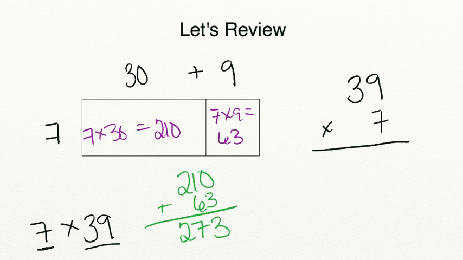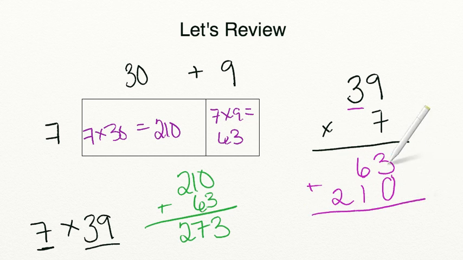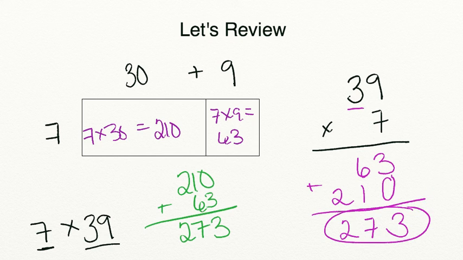Now we're going to go ahead and start by multiplying our ones place. 9 times 7 equals 63. When we move to multiply the tens place, we have to put 1 0 because 10 has 1 0. 7 times 3 equals 21. And now we're going to go ahead and add these together. 3 plus 0 equals 3. 6 plus 1 equals 7. 2 plus 0 equals 2. So we now know that 7 times 39 is equal to 273.